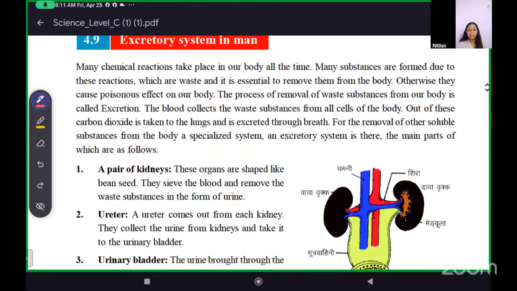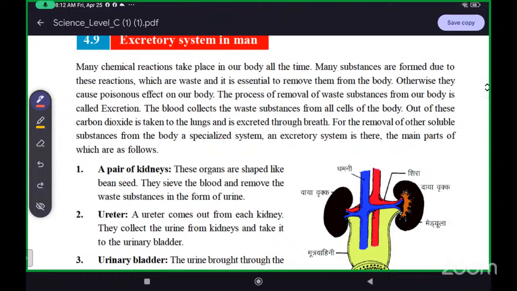The blood collects the waste substances from all cells of the body. Out of these, carbon dioxide is taken to the lungs and is excreted through breath. For the removal of other soluble substances from the body, a specialized system, an excretory system, is there.